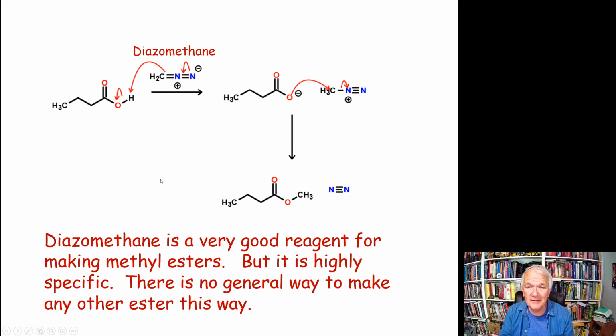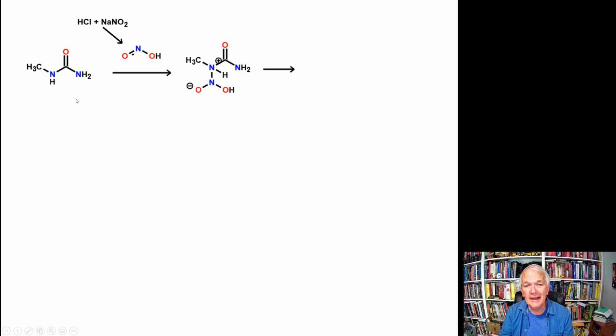In fact, it turns out getting the diazomethane is the problem, because there's zero problem with the reaction once you have it. But how do we get the diazomethane? Well, I'm going to show you. I don't expect you to remember it, but I'm going to show you.